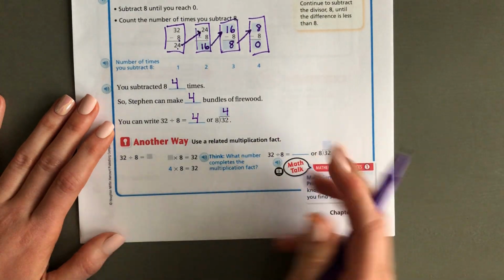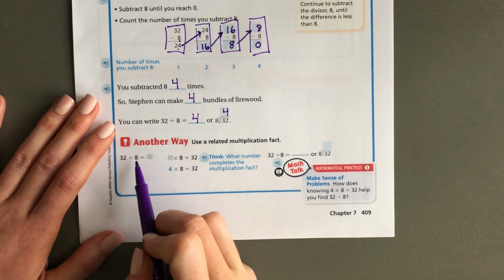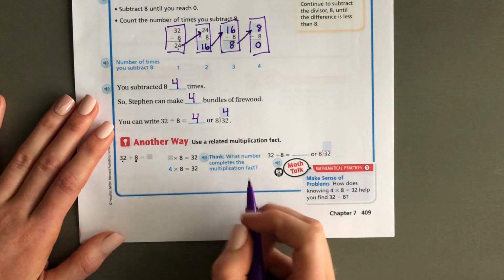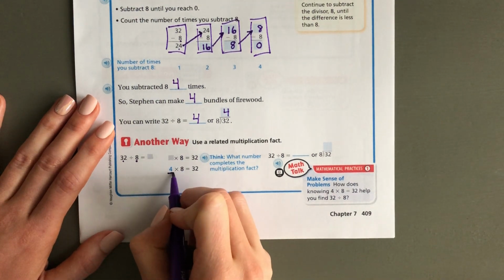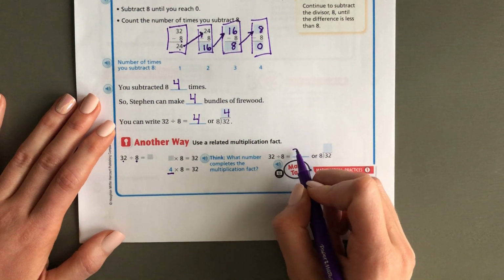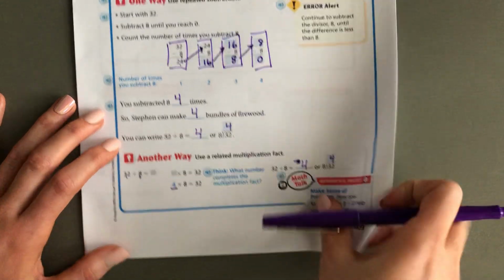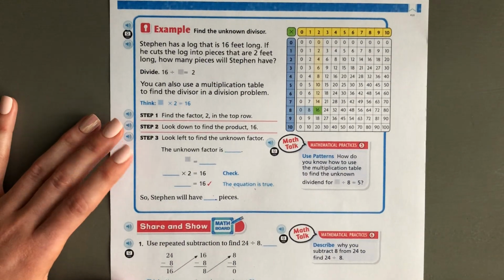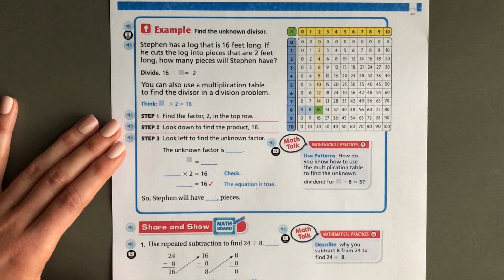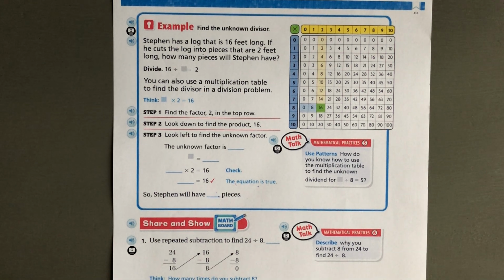All right? And it says the next way is that we can use related facts like we did before with 7s. So we would think, what times 8 is going to give me that 32? And I know that 4 times 8 is going to give me that 32. So my answer is going to be 4. All right, and the very last way it wants you to look at is a multiplication chart if you flip the page. So you can use a multiplication chart to find the missing number as well.